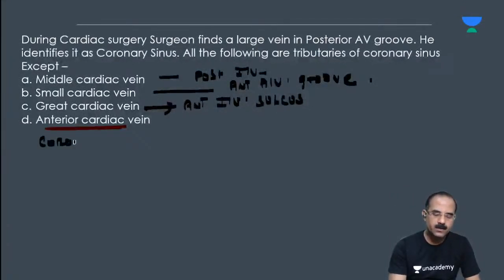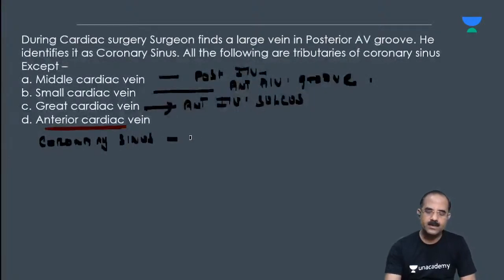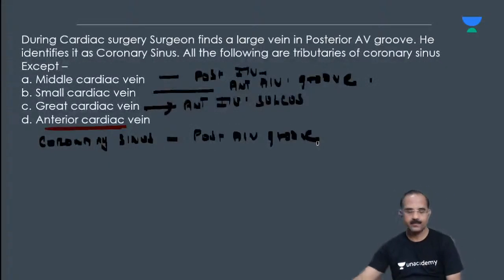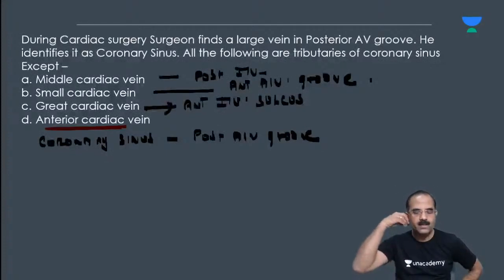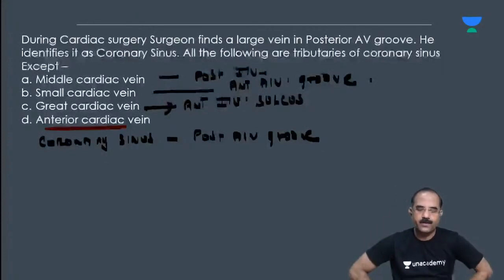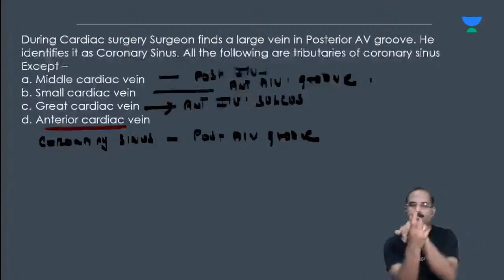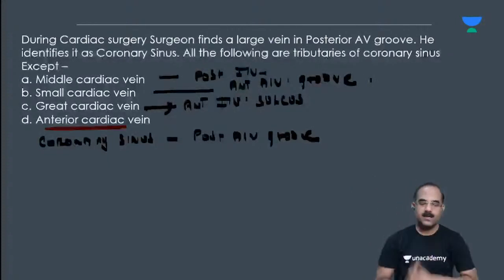And the last one is the coronary sinus. Where does the coronary sinus lie? It lies in the posterior atrioventricular groove. Coronary sinus lies in the posterior atrioventricular groove. In some other lecture, I'll explain the grooves and the sulci of the heart.